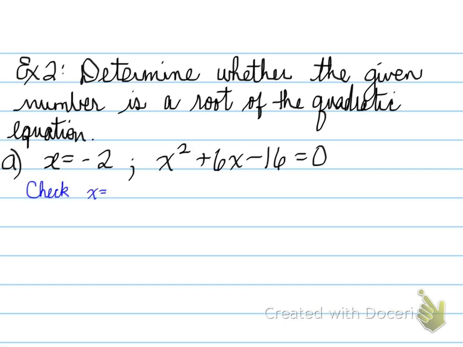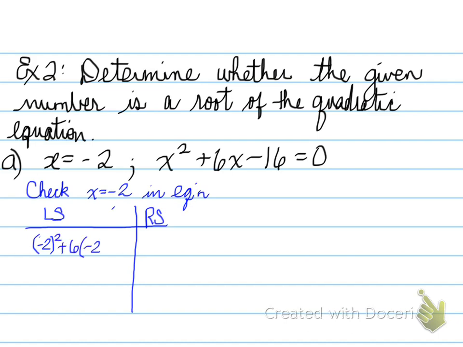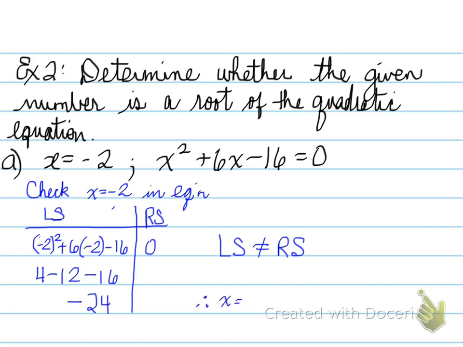So we're going to check to see if x equals -2 is part of that equation. So we're going to check it in the equation, the left side and the right side. The left side of the equal sign is -2 squared plus 6 times -2 minus 16. Does that equal the right side? Well, when we plug it in, we find out that the answer is -24. So no, unfortunately, left side does not equal right side, and therefore, x equals -2 is not a root.